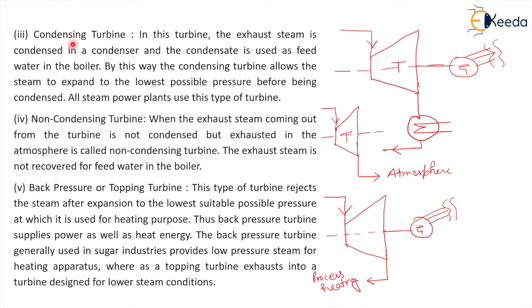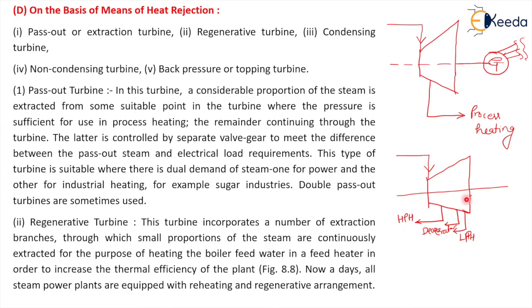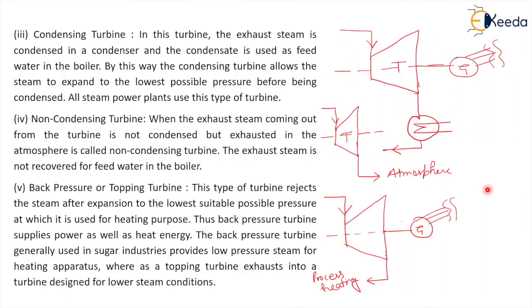What is the condensing turbine? In this type of turbine, all the steam or complete steam after expansion will be sent to the condenser. This is the condensing turbine. And in this type of steam turbine, we are getting power output. In regenerative turbine also, we are getting power output. Okay. Non-condensing turbine.